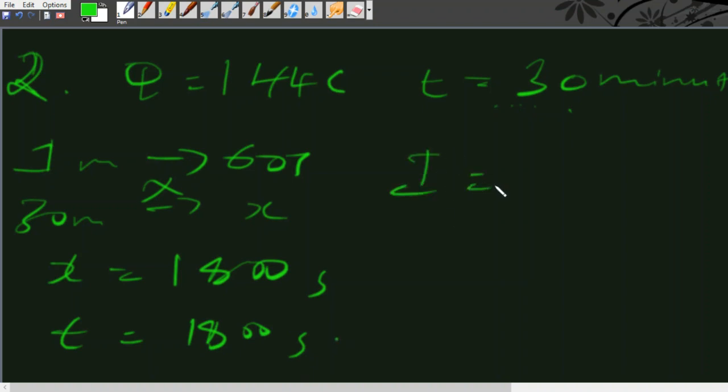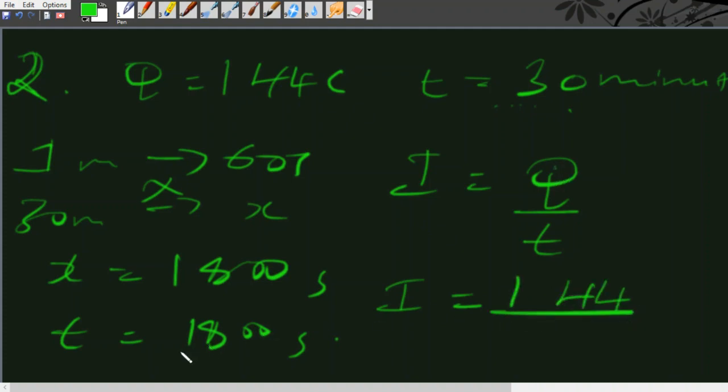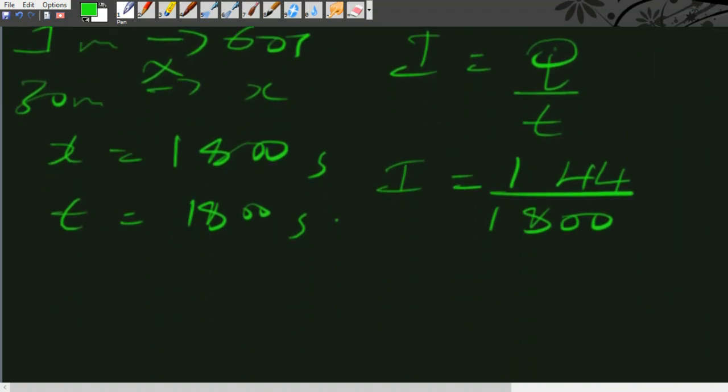So we know that current is equal to Q divided by T. Current is equal to our charge there, it's 144 coulomb divided by our time there, it's 1800. So to calculate current there, we'll say current is equal to 144 divided by 1800. The answer there is 0.08 amp.